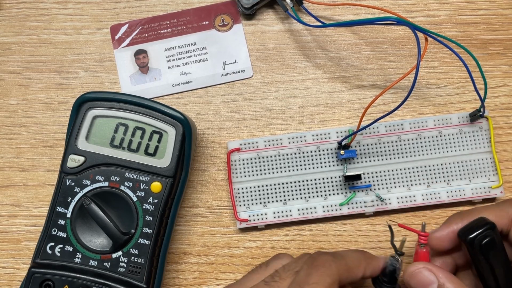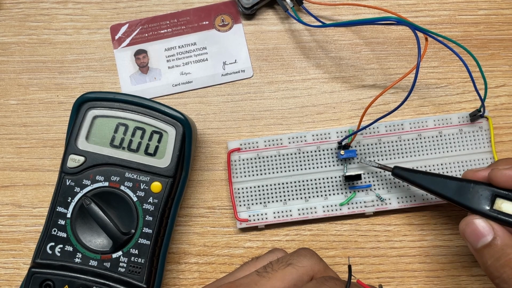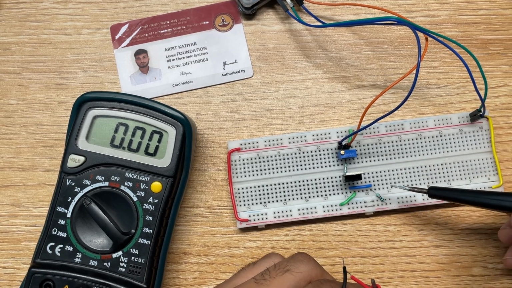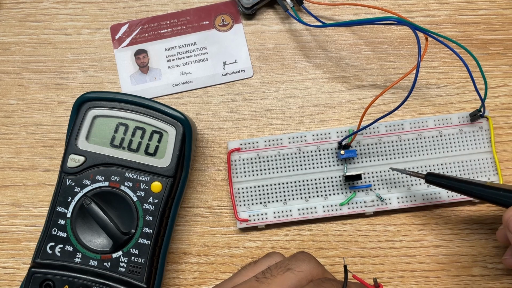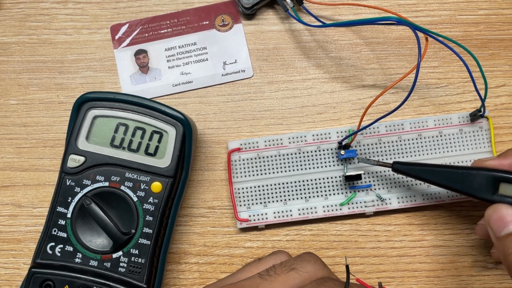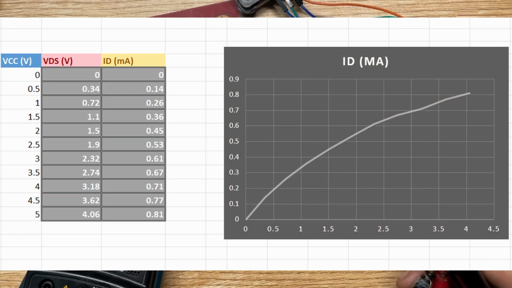I'm reading the data sheet of this MOSFET. For the gate, I can give from 2 volt to 4 volt. Accordingly I chose this resistor value, and I took steps of 0.5 from 0 to 5 volt and made this graph. As you can see, this is the MOSFET graph.